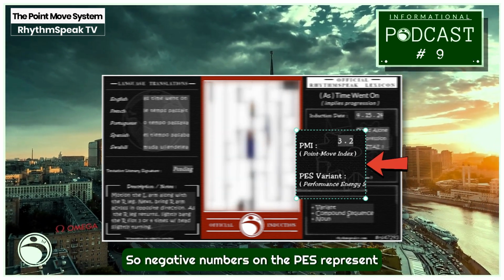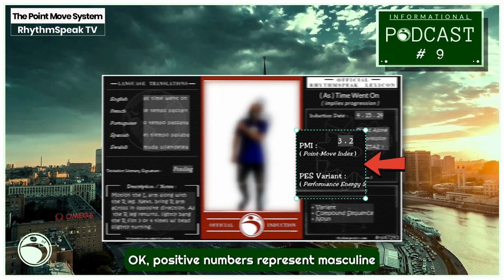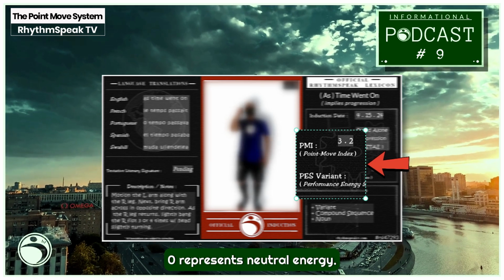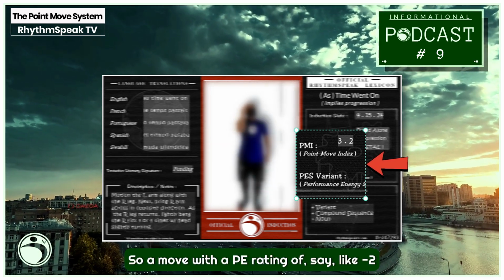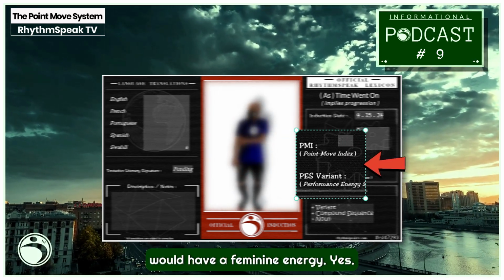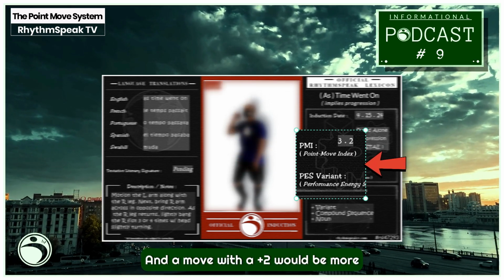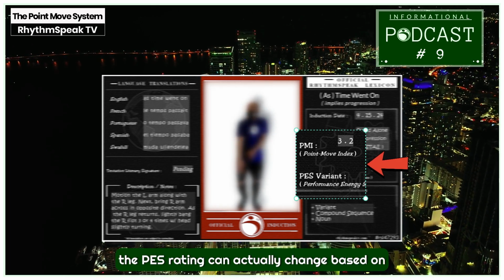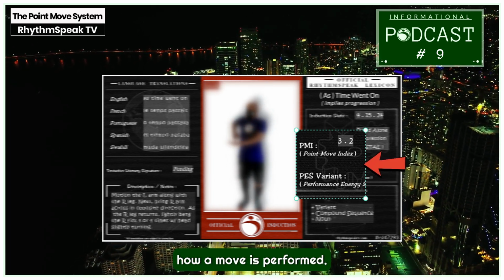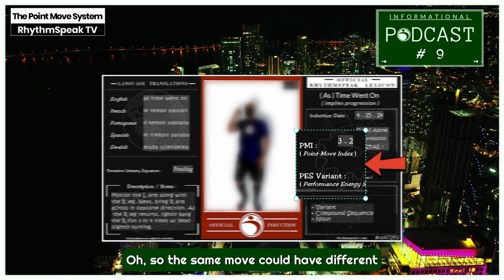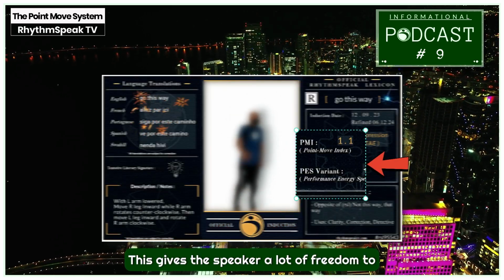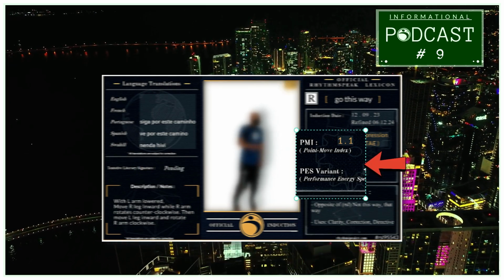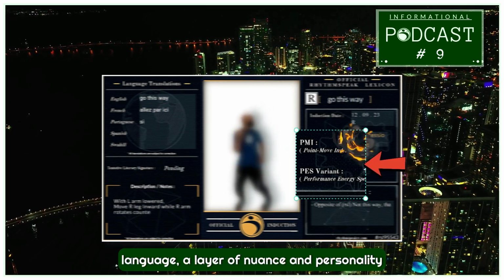Negative numbers on the PES represent feminine energy, positive numbers represent masculine energy, and 0 represents neutral energy. So a move with a PES rating of -2 would have a feminine energy, and a move with a +2 would be more masculine. What's even more fascinating is that the PES rating can change based on how a move is performed. So the same move could have different energies. This gives the speaker a lot of freedom to interpret and express themselves, adding a layer of nuance and personality to the language.